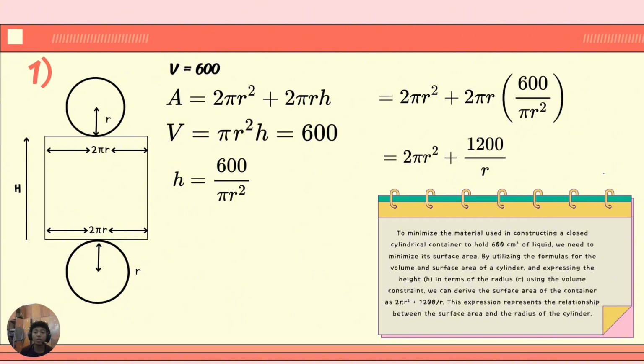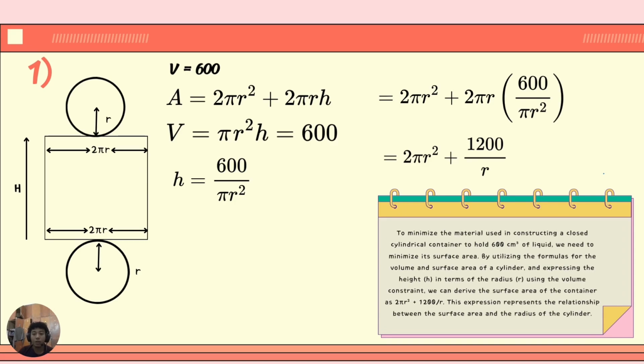We have r, which is the radius of the cylinder, and h is the height of the cylinder, while pi is a mathematical constant approximately equal to 3.14. Firstly, here is the area equation: 2 pi r squared plus 2 pi r h. Next, we have the equation of volume, which is pi r squared h.